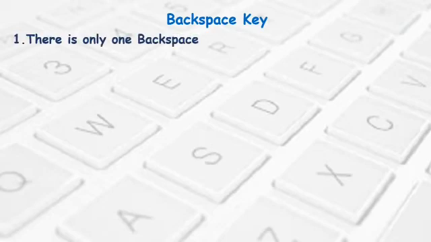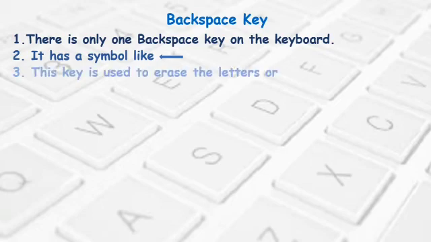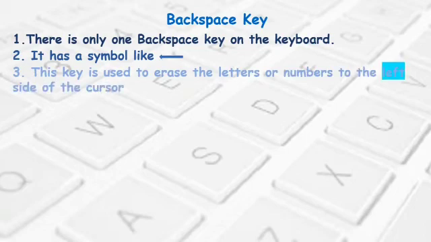The next key is the backspace key. There is only one backspace key on the keyboard. It has a symbol like an arrow which is pointing towards the left side. This key is used to erase the letters or numbers to the left side of the cursor.